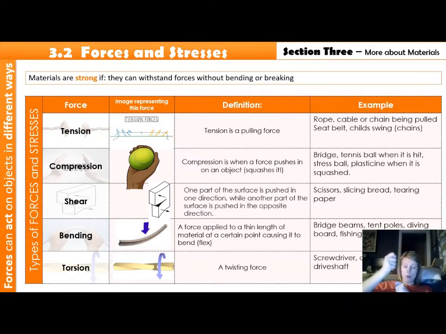And if any of you are fishing, I should play charades. I'm just acting all of these out perfectly. A fishing rod, when you actually go to cast, the fishing rod will slightly bend, and if you catch a fish, the weight on the end will cause the fishing rod to bend. Okay, so it's when a force is applied at a certain point, normally away from where it's fixed.